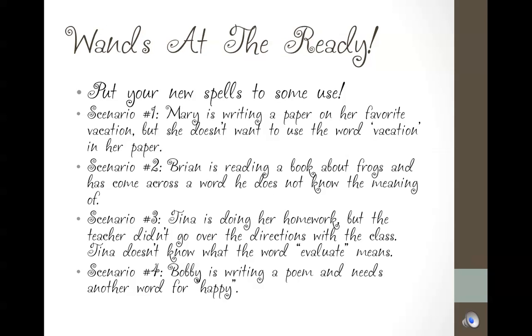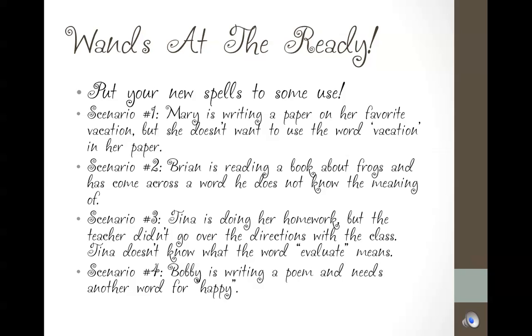Okay, time's up! Please hand in your worksheets, which I will grade and hand back to you tomorrow. Now it's time to put the spells I taught you to use. Do you remember them? Dictionario and thesaurify, that's right. I am going to read aloud some scenarios for you to listen to, and I'd like you to shout out which spell you think you'd use for each one. Don't forget to use your wands.